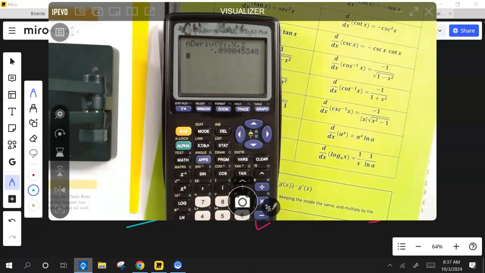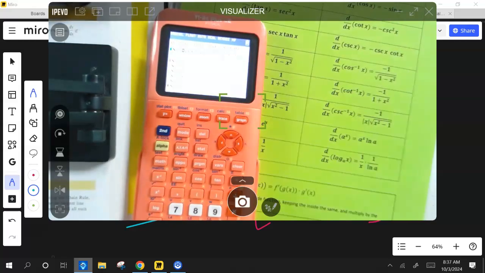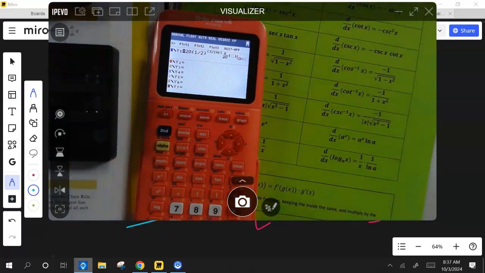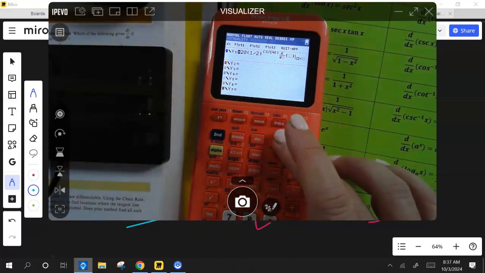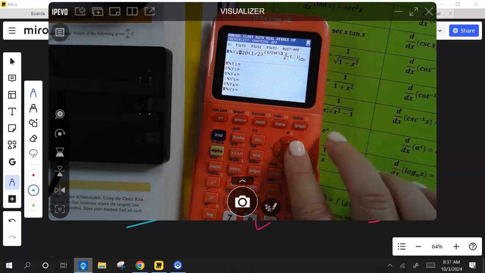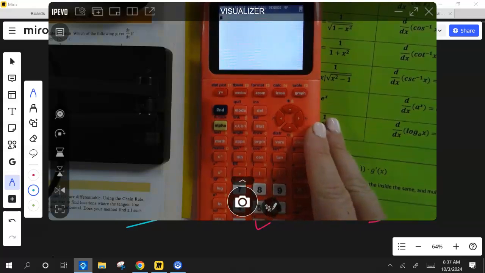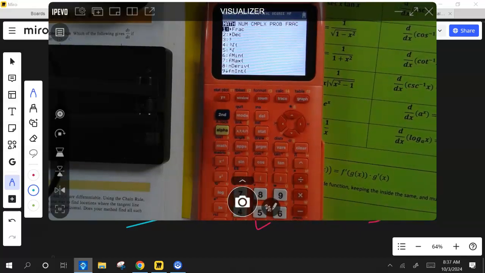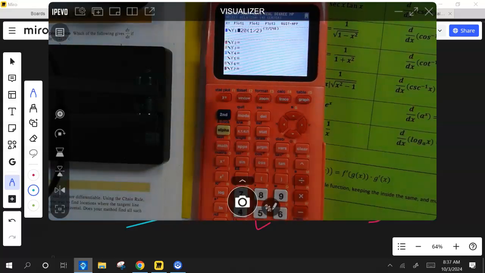I already hit it. So don't do deriv into y equals. You don't put it in white. All right. Math. Delete. Oh, mine deleted the whole thing. All right. I'm in y equals. There's your equation.